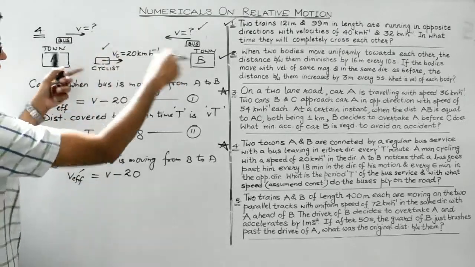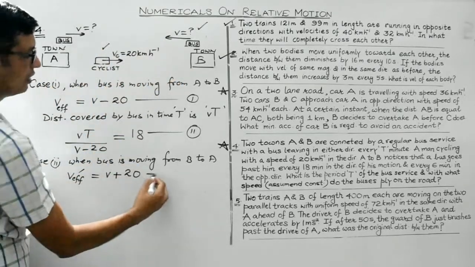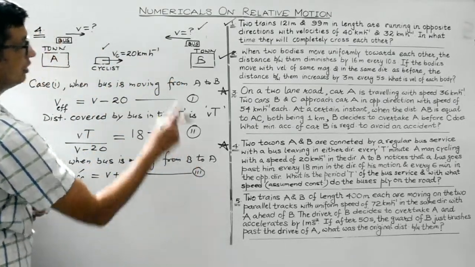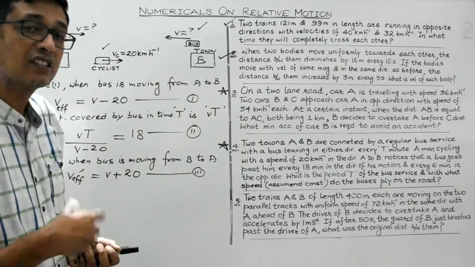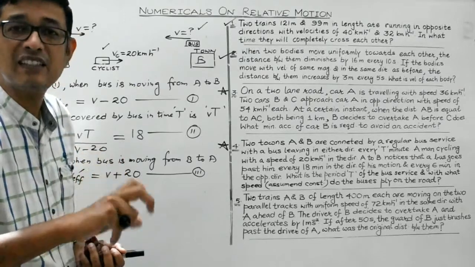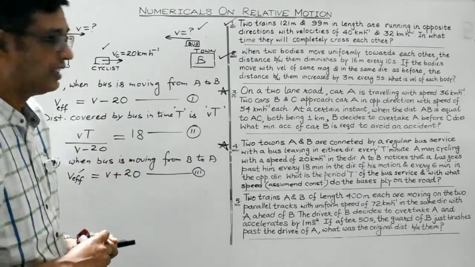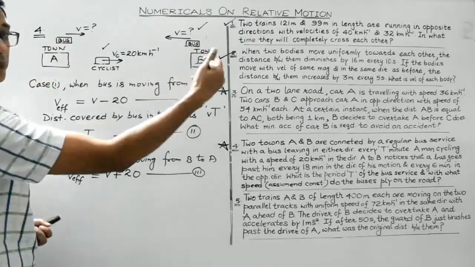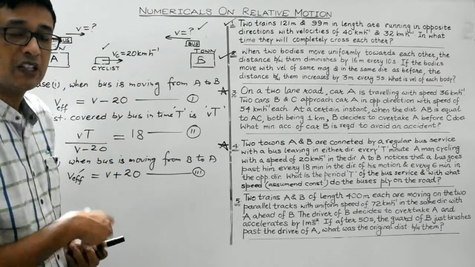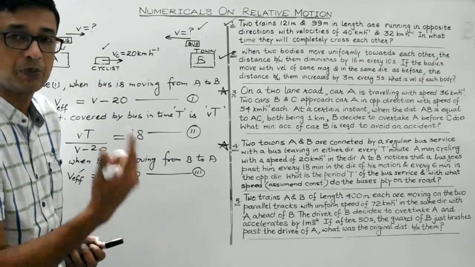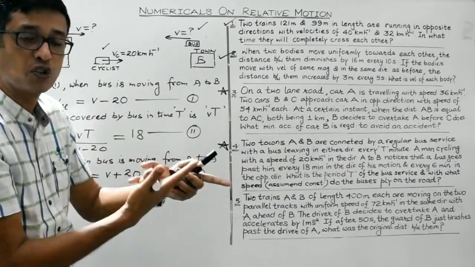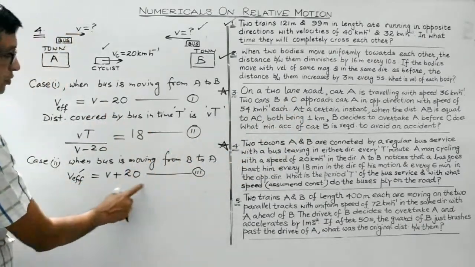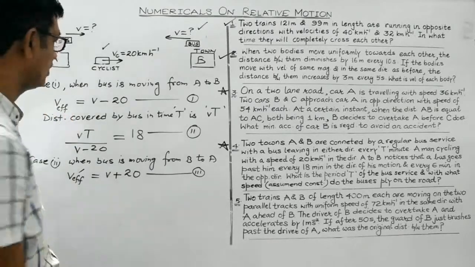In fact, V plus 20, right? In this case, the bus and the cyclist are moving in the opposite direction, so the effective speed definitely gets added up. V is the speed with which the buses are plying. So the effective speed of the bus with respect to the cyclist, when it is moving in the direction opposite to the motion of the cyclist, would be given by V plus 20.